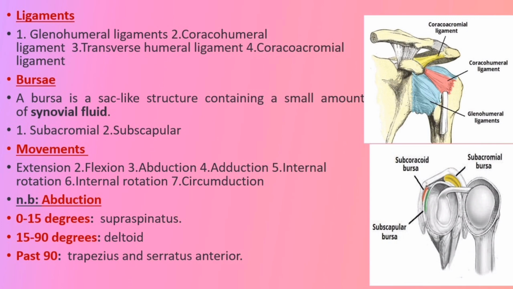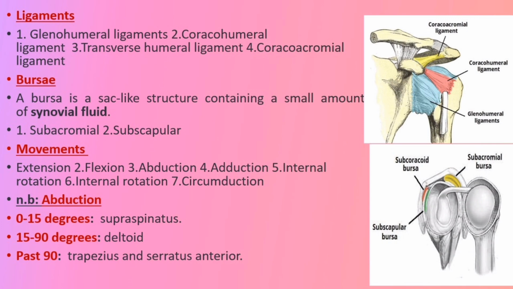It holds the tendon of the long head of the biceps in the intertubercular groove. Coracoacromial ligament extends between the acromion and coracoid process of the scapula, forming an arch-like structure over the shoulder joint, the coracoacromial arch. This resists superior displacement of the humeral head.